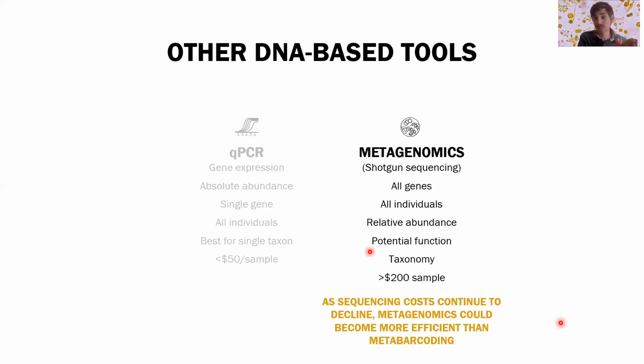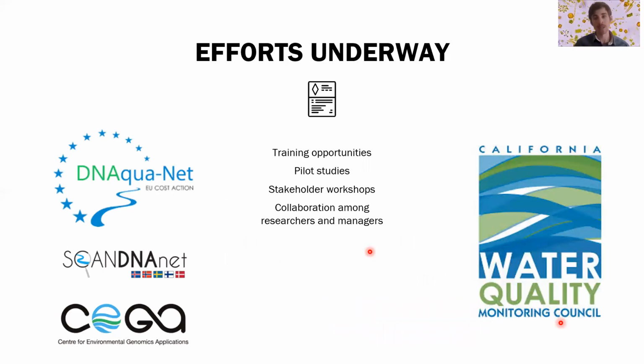So it would be consistent with previous metabarcoding data. So there's no concern that you should wait on metabarcoding for metagenomics, because you can always do the metabarcoding processing for metagenomic data. Like I said, there are efforts underway to coordinate all of this and to increase our ability to understand diatom-based assessments using DNA, including training opportunities, pilot studies, stakeholder workshops, and key collaboration among researchers and managers. So please look into these.